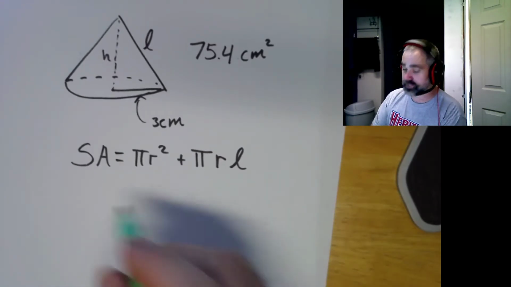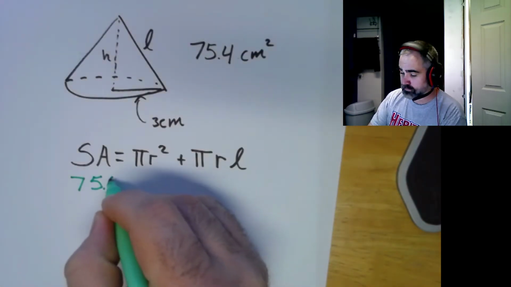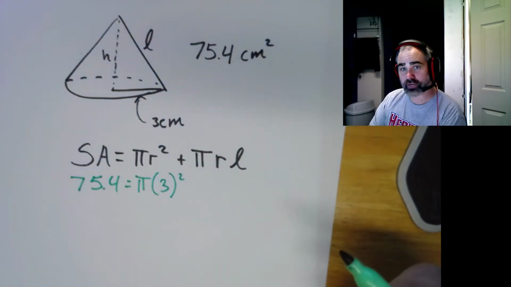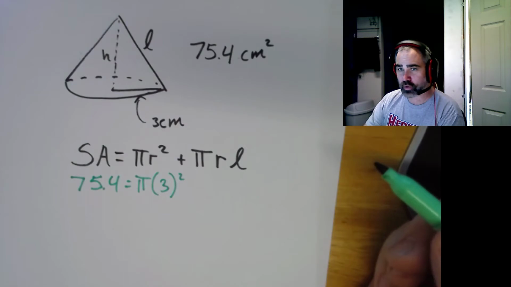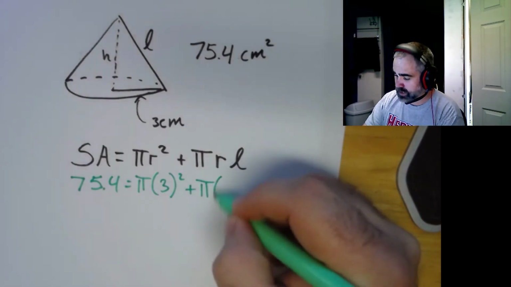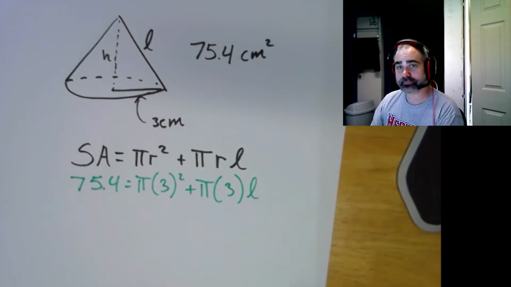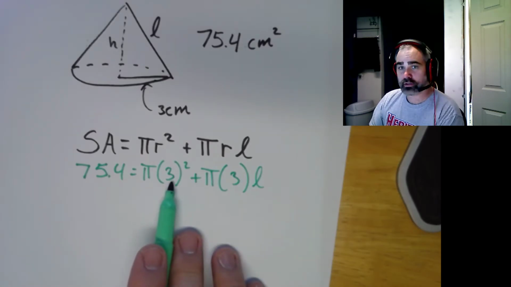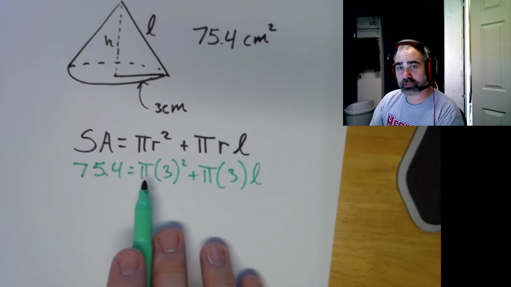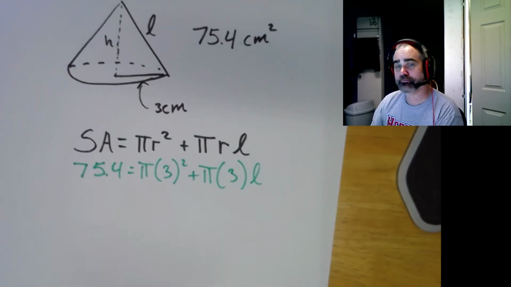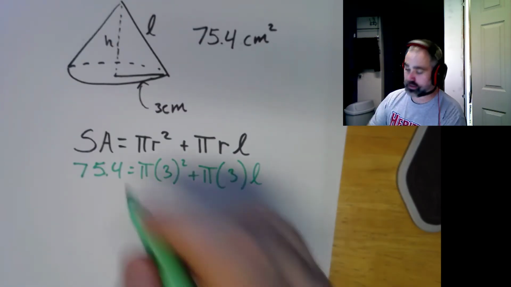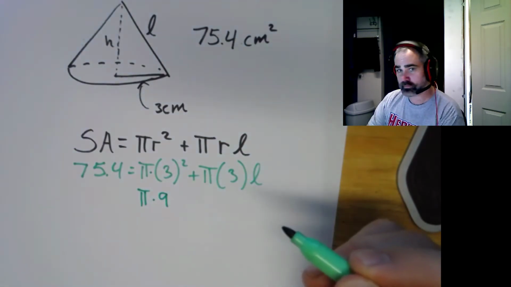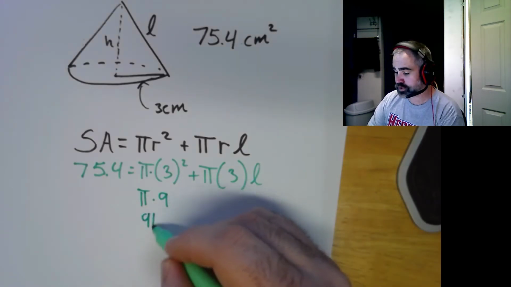Okay, so the surface area is 75.4. The radius is 3. Notice whenever I substitute in, I use parentheses. Helps you with order of operations. Pi times the radius times the slant height. So if I want to simplify this, a lot of you ask, should I square it or multiply by pi first? Follow PEMDAS whenever you're simplifying. PEMDAS says parentheses, exponents, then multiplication. So I exponent first. So pi times 9 or 9 pi, which you can type into your calculator.